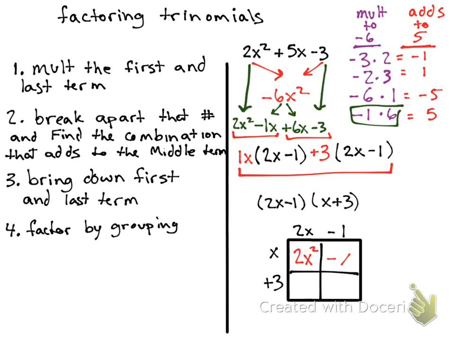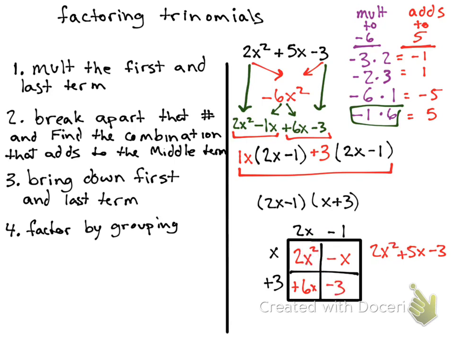So 2x squared minus 1x plus 6x minus 3. So they combine like terms, and you get 2x squared plus 5x minus 3. And that's what we started with at the very top. So we know that when we factor it, we got the right answers with the correct signs.